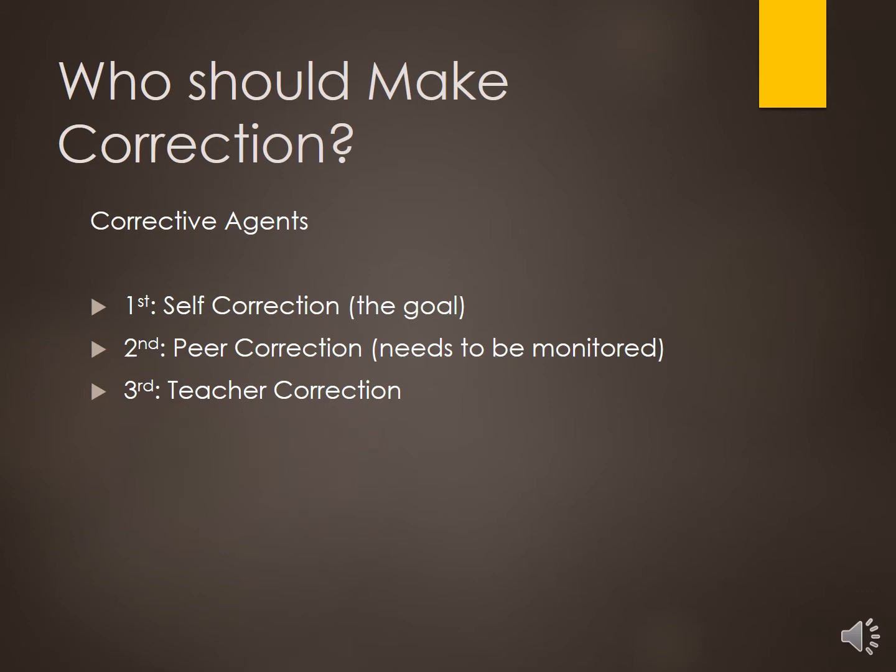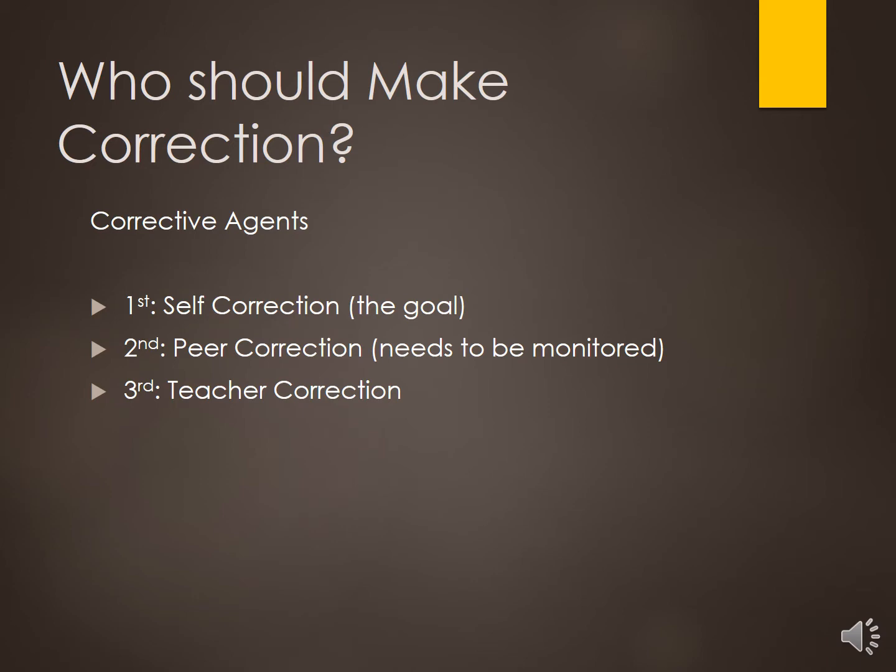Okay, so who should make corrections? We'll call these our corrective agents. Your goal is for them to make their own corrections. We want those corrections to come from the learner. Another corrective agent would be peer corrections. Okay, so classmates, peers, making those corrections.